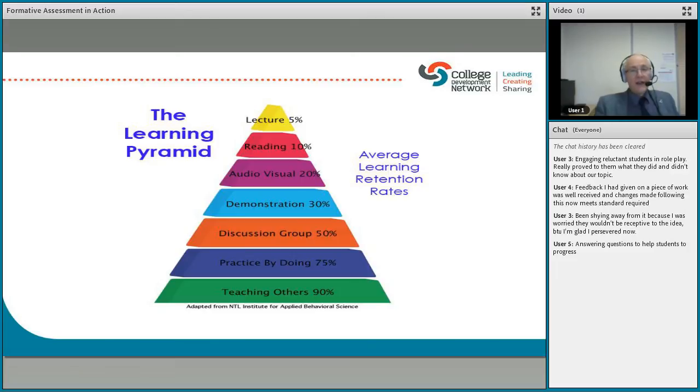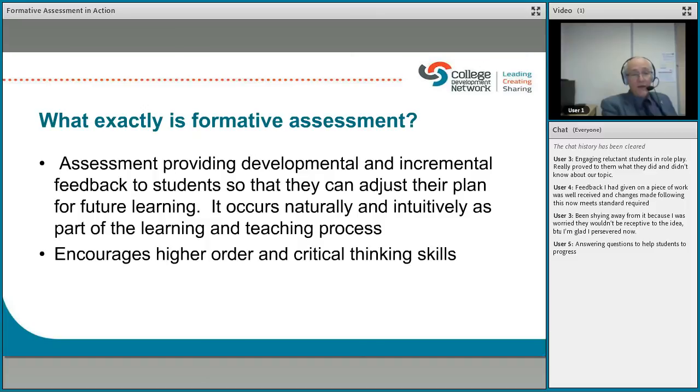So what exactly is formative assessment? In the learning and teaching situation, it's providing developmental and incremental feedback to students so that they can adjust their plan for future learning, so that they can improve the work that they have to submit, but also that they can improve as part of their performance in the classroom setting. And it occurs naturally and intuitively as part of the learning and teaching process. I think that's the real strong point of formative assessment in action.